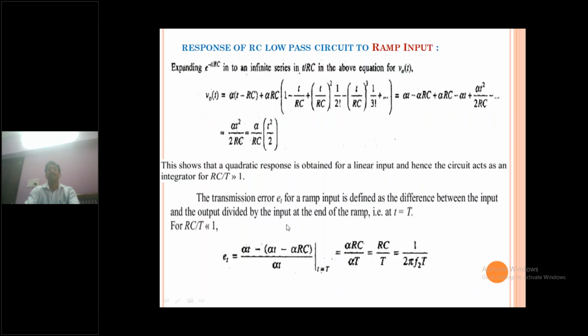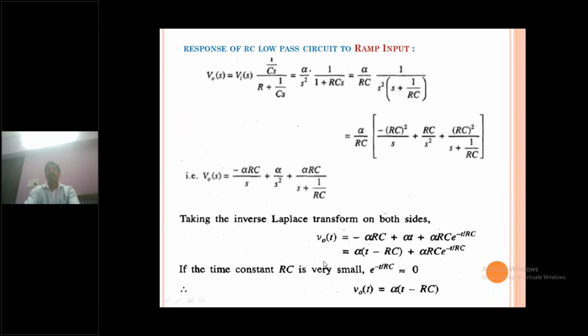Second case, what will the second case be? This equation: V0(t) = α(t − RC) + α·RC·e^(−t/RC). Previously, RC was very small, and e^(−T/RC) reduced to 0. But here the second condition is RC far greater than T. So for this condition, we have to expand this e^(−t/RC).